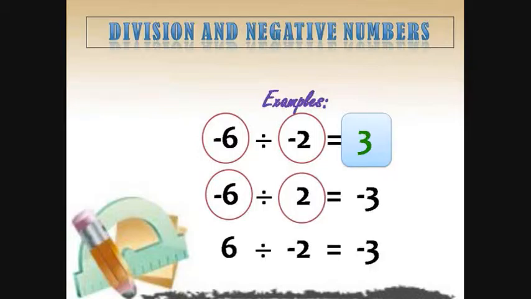Another example, 6 divided by negative 2 will give us negative 3. Here again, one of the numbers is positive and the other is negative. So, the final answer is negative.